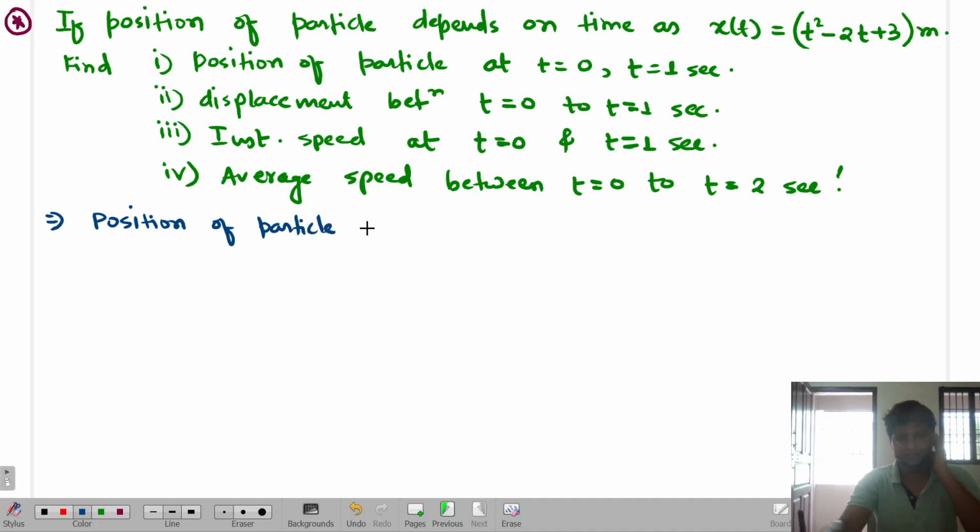Position of particle x at t is equal to 0. If I replace, all the quantities are 0, so then it is 3 meters. x at t is equal to 1.